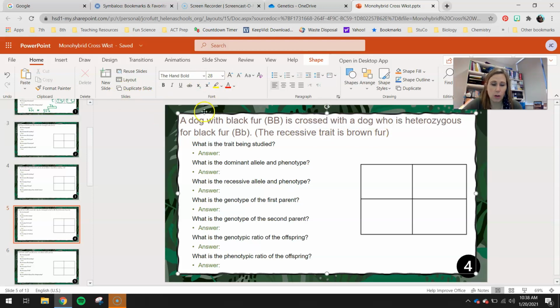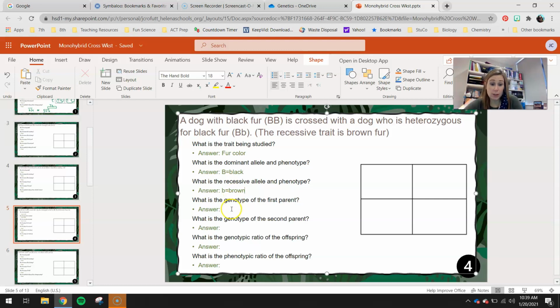All right, so moving to my first question, what trait is being studied? We're obviously looking at black or brown fur, so we're going to say fur color. What is the dominant allele and phenotype? So remember, you guys are making a little key. So your dominant allele is your capital letter. In this case, we're using B. Okay, so capital B is black, and lowercase b is brown.